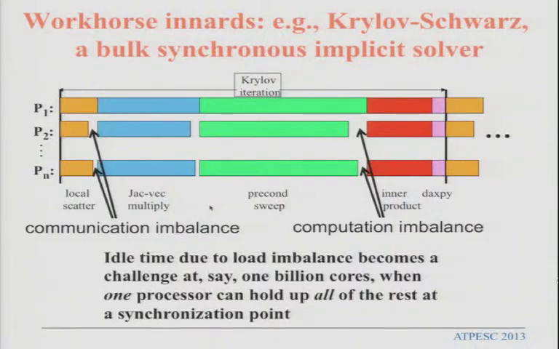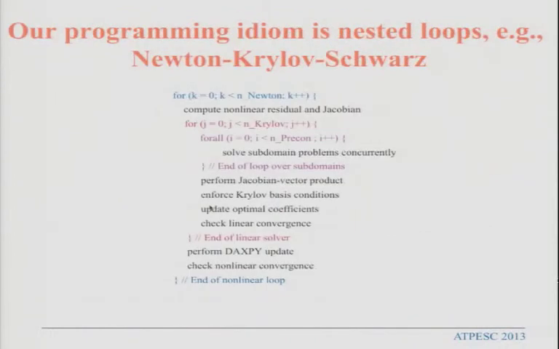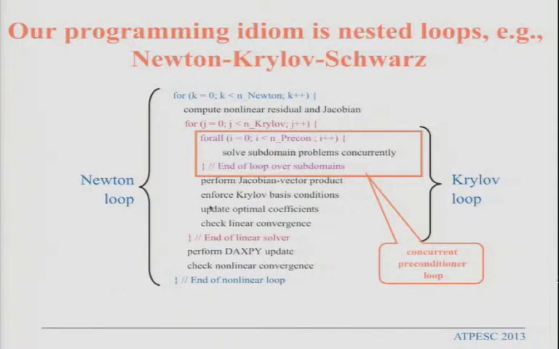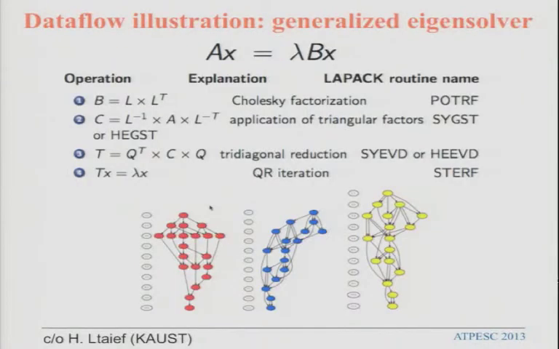And that's because we program in nested loops. This is our core programming model. Here's the Newton-Krylov-Schwarz triple nested loop, which is concurrent over each subdomain on the inside, and that's where the threat is for imbalance. Why not roll back in computing a few decades to data flow models?